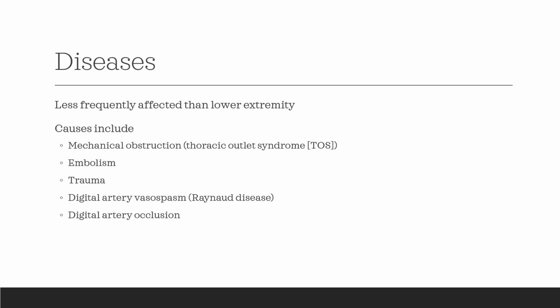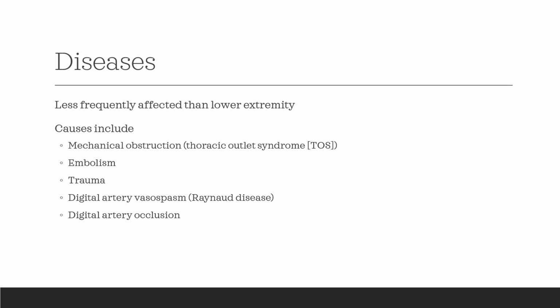Some of the diseases that we're going to see in the upper extremity arterial system are going to affect patients a lot less frequently than those of the lower extremity system. So hopefully we should have a lot fewer of these, or more negative exams, than for our lower extremity arterial. Some of the causes of the diseases in the upper extremity are due to mechanical obstruction.